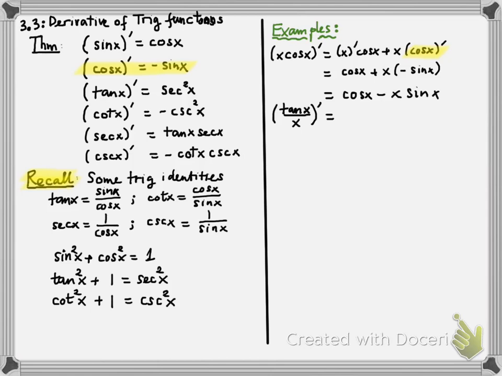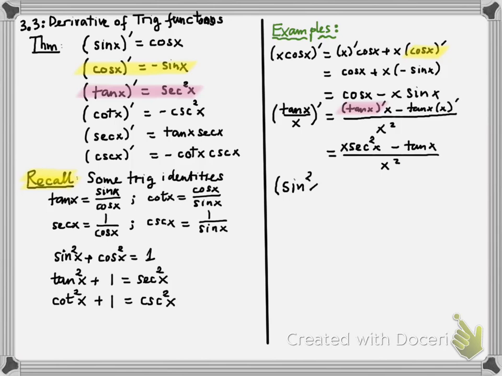Next one, derivative of tangent of x over x. We have a quotient here, so we're going to use quotient rule. If we write the quotient rule out, we'll have something like this, where x squared is in the denominator. The numerator is tangent of x prime times x minus tangent times x prime. And we're going to use the formula to take the derivative of tangent. And derivative of tangent is secant squared. Therefore, we get that formula.